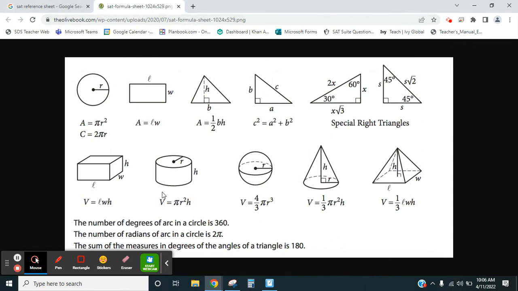All right, so again, you need these two formulas, right? Volume of a cylinder, volume of a sphere. What you see here is the reference sheet you will be given when you take this.